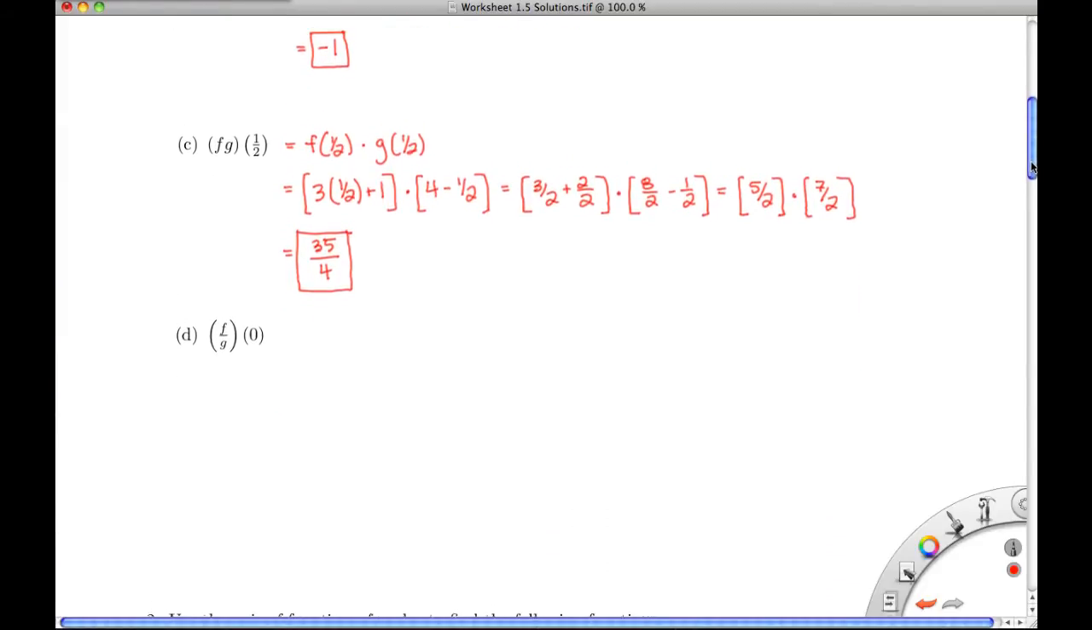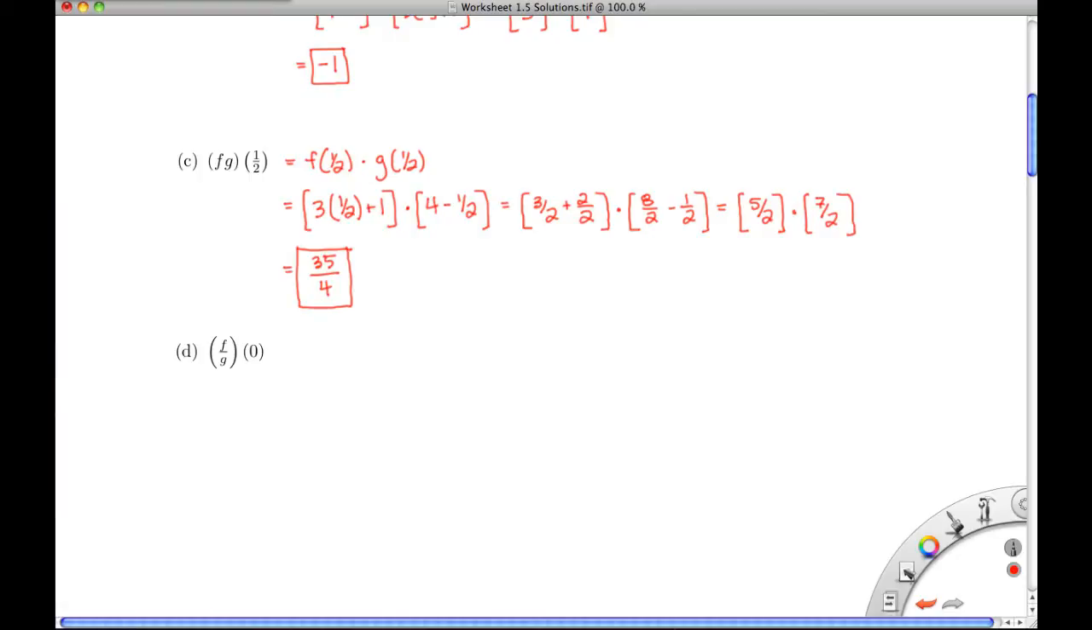And then the last one for number 1, we have f divided by g of 0. So let's think of this as f of 0 divided by g of 0. We'll take f, which was 3 times x, which in this case is 0, plus 1, divided by g of 0, which would be 4 minus our input of 0. We simplify this out and we end up with 1 over 4. So 1/4 would be our solution for that one. And that's how we would handle function arithmetic when we're given a specific value to evaluate it at.